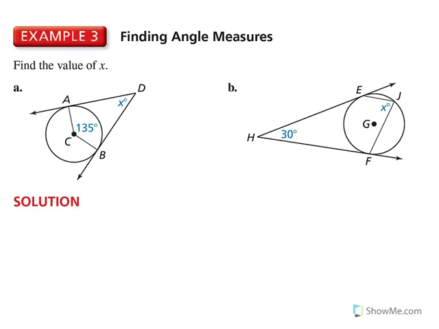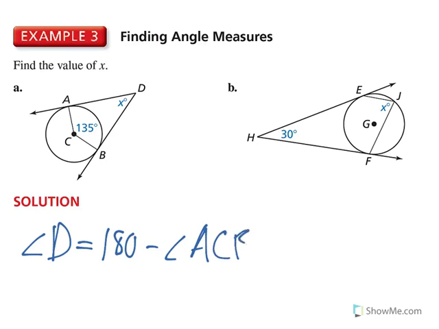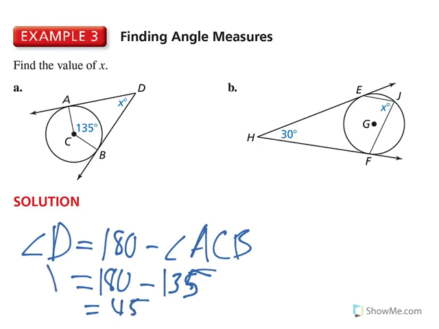And so whenever we do it, we're going to use a formula that we just saw, where angle, in this case D, is 180 minus the central angle, which in this case is angle ACB. And so when we plug that in, we get 180 minus 135. And so when we subtract that, we get 45. And so our angle D, or X in this case, and we could have plugged an X there, is going to be 45.